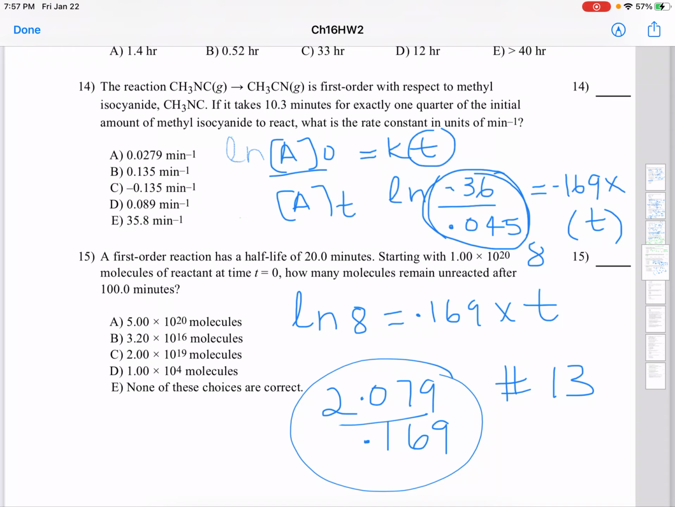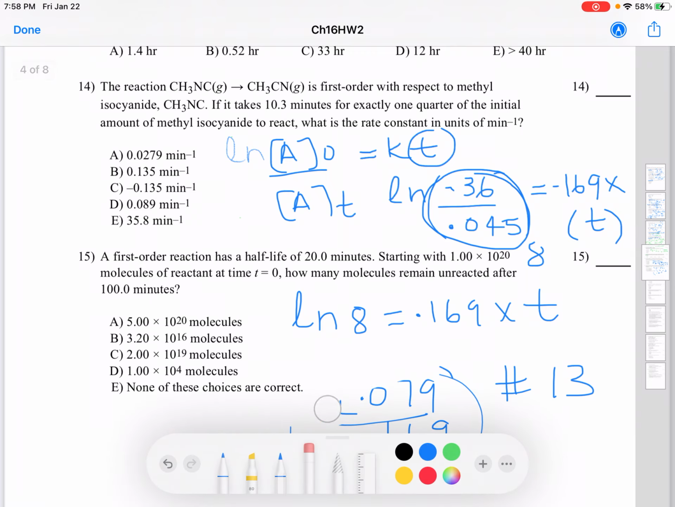The reaction methyl isocyanide going to methyl cyanide, first order with respect to methyl isocyanide. If it takes 10.3 minutes for exactly 1/4 of the initial amount of methyl isocyanide to react, what is the rate constant in units of per minute? Now, how do we answer this one? Okay, so let me go ahead and erase this part over here.